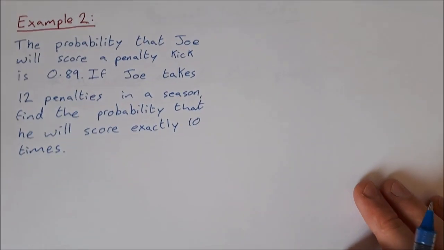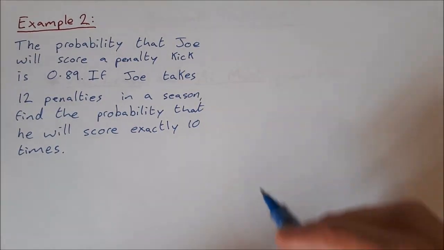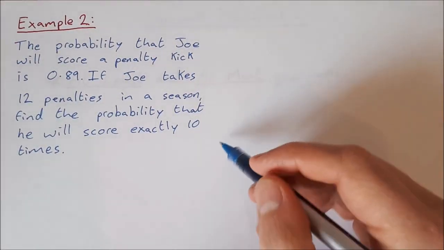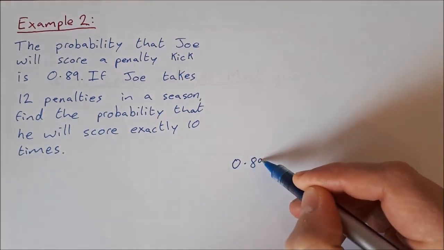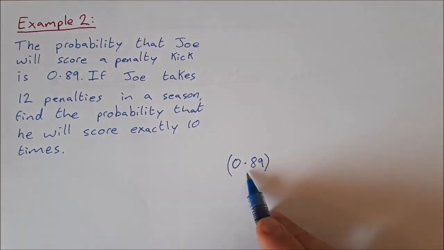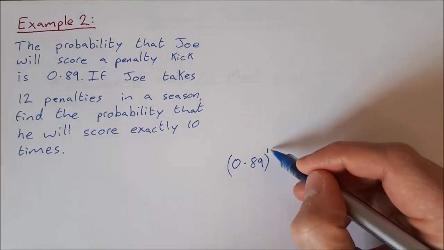Okay, let's have a look at another example here. So example 2: the probability that Joe will score a penalty kick is 0.89. If Joe takes 12 penalties in a season, find the probability that he will score exactly 10 times. Okay, so what do we want? We want him to score. What's the probability of scoring? The probability of scoring is 0.89. How many times do we want him to score? We want him to score 10 times.